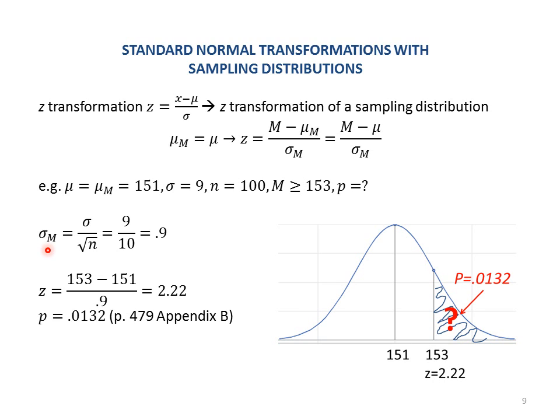And then I calculated the standard error, which is 0.9, and I used the standard error to get the z-score, which is 2.22, and the z-score corresponds to this 153. And the last step is I go to the unit normal table on page 479 at the end of our textbook and find the proportion under the curve, which is 0.0132, and that's the probability of obtaining a sample with a mean larger than 153.